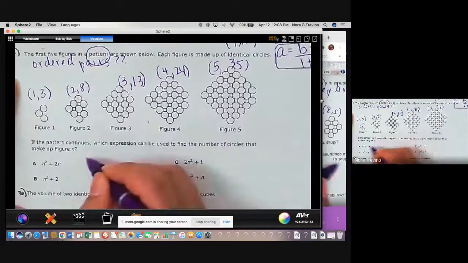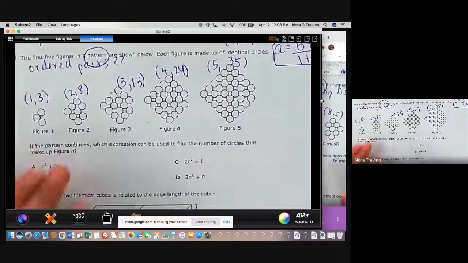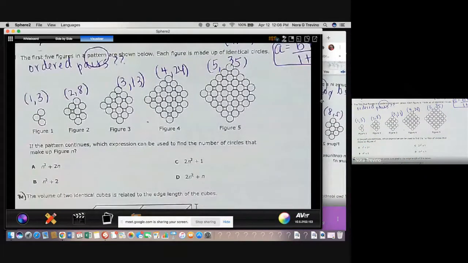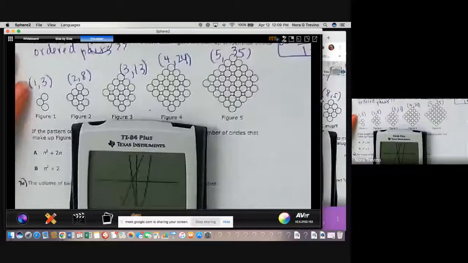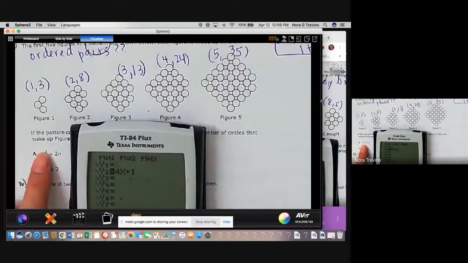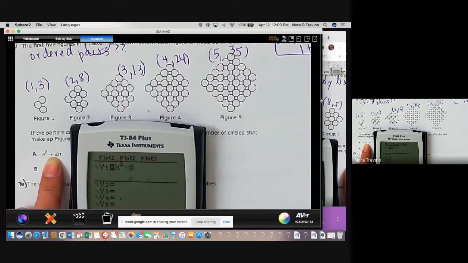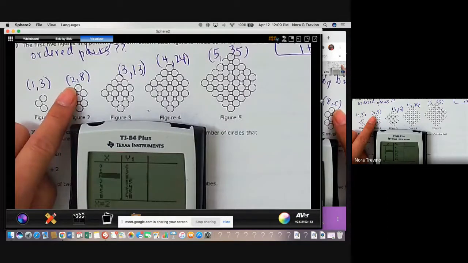And I want to know which of these gives me those numbers. So anytime you see patterns or the word sequence, you're just going to put them in y equals again. Notice how y equals is like our go-to strategy for this packet. So I'm going to type in this one first, but remember, we can only use x's, okay? So instead of n squared, I'm going to put x squared plus 2x, and go to the table. Does my table show a 1, 3? Yes, it does. Does my table show a 2, 8? Yes, it does. Does it show a 3, 15?